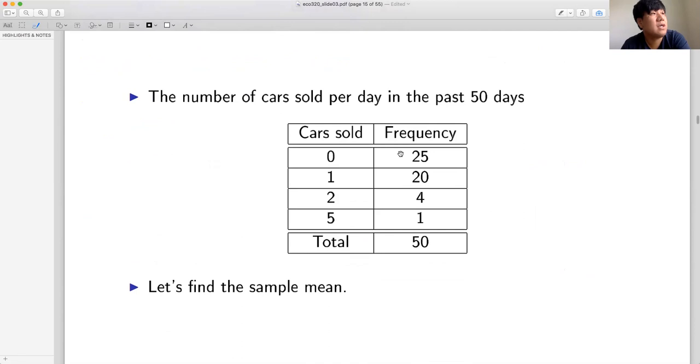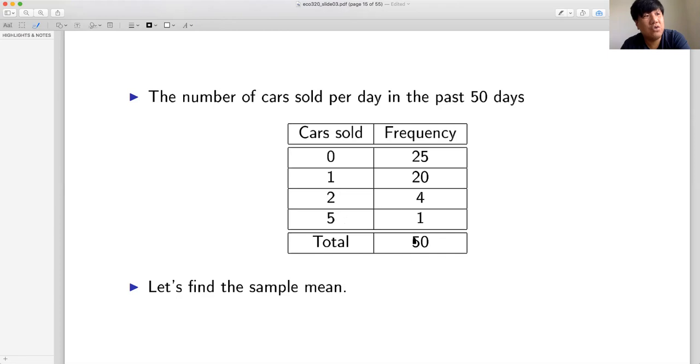So these are some examples. So number of cars sold per day are 50 days. So these are some frequency table. There are 25 days that out of 50 days, 25 days, you sold 0 car, and 20 days you sold 1 car, and 4 days you sold 2 car. 1 day you sold 5 car. And let's find the sample average.